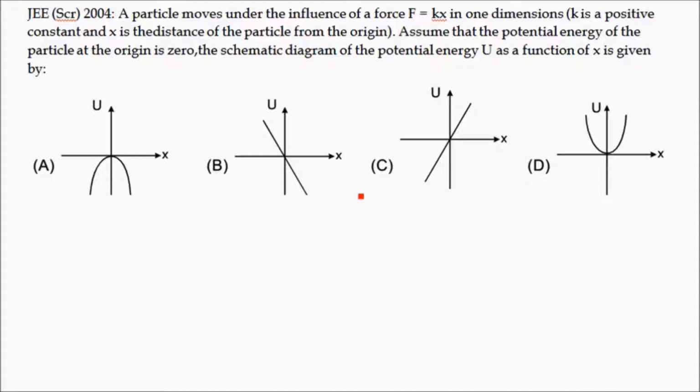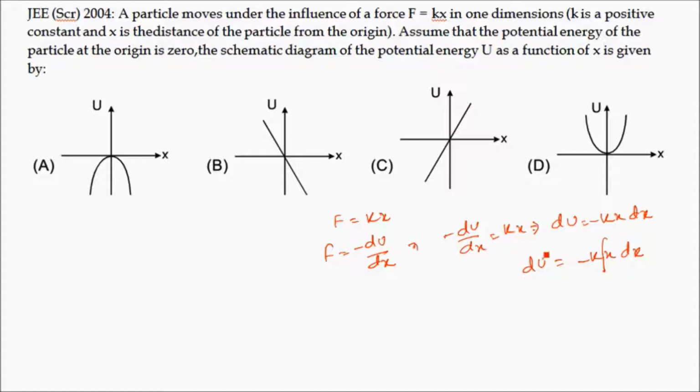So again it is given that F = kx. As we know, the force is F = -dU/dx, as the potential energy is a function of x only. So from there we get -dU/dx = kx and dU = -kx dx. Now if we integrate it, then we will get the value of potential. So the integration of -kx dx. How will we integrate it?